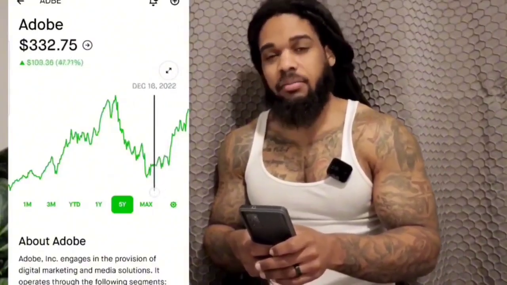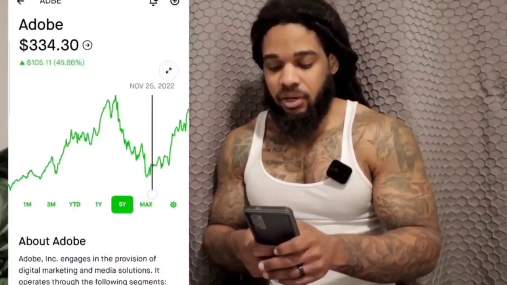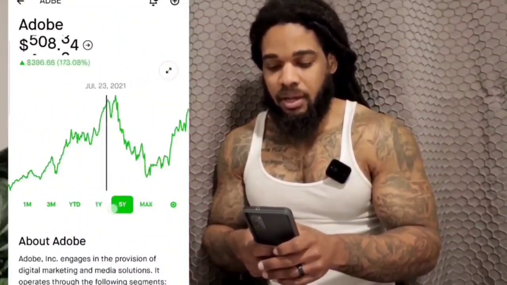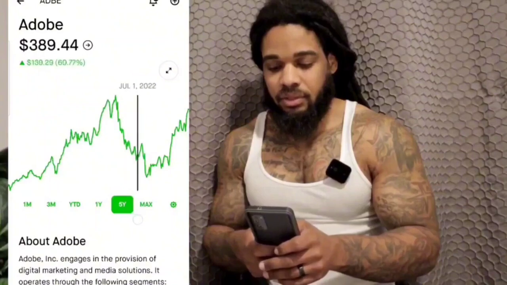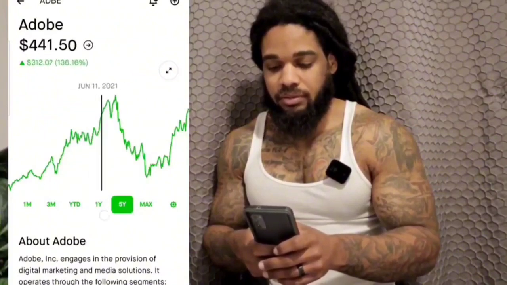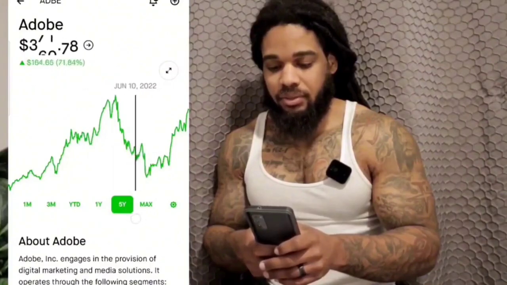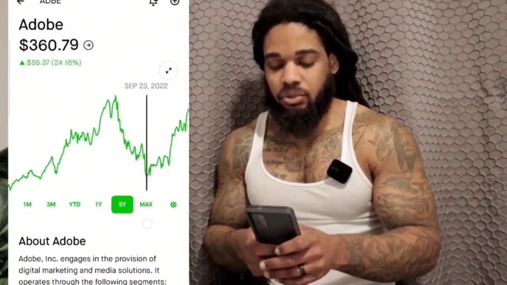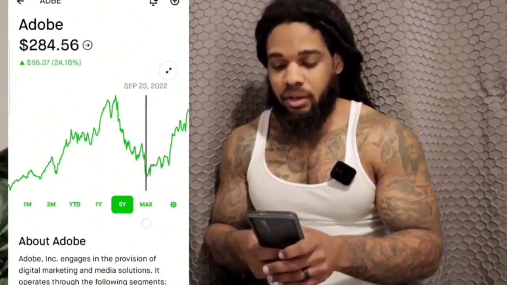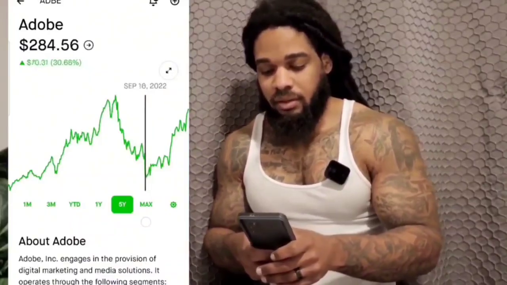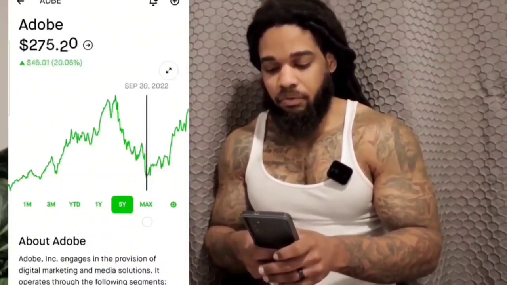It could have gone down a little bit, but as you can see, one of the lowest levels it has been over the years is about 440 or so, 390, 389, 360. And then it had come to 284 on September 23rd, 2022, and then from there it has been up for the most part.